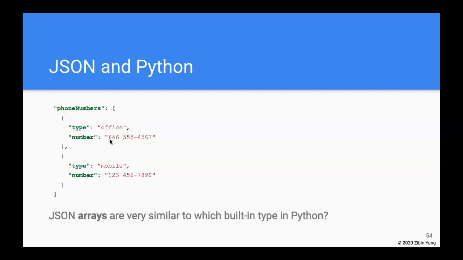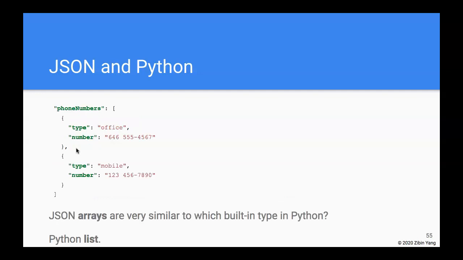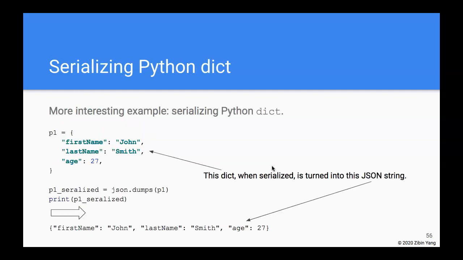Okay, what about another type? That is the array, JSON arrays. What kind of a built-in type in Python does it look like? Well, it looks like a list, right? So what that means is, given a Python list, the JSON library will serialize it into a JSON array, and given a Python dictionary, it will serialize into a JSON object. All right, so let's see how that's done.